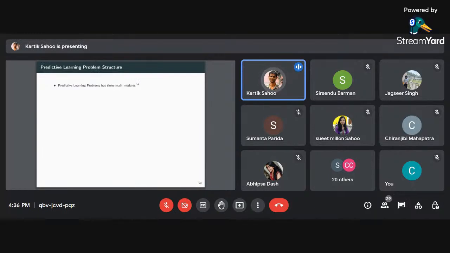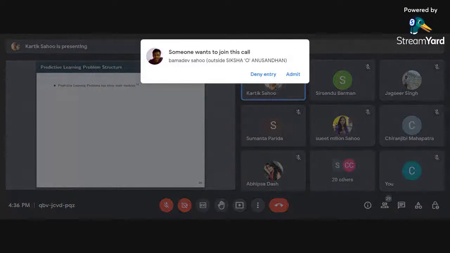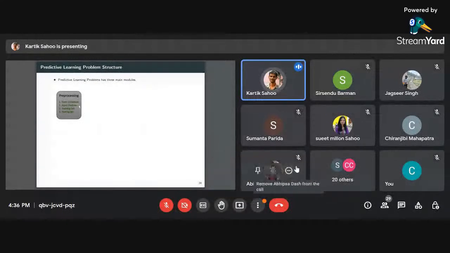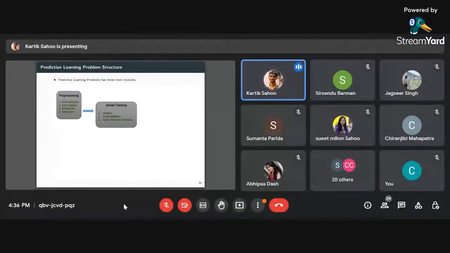Now, a general predictive learning structure has three main modules. First is the pre-processing part, which includes data collection, input feature set generation, then training set and testing set generation. Then our model training, where we train our machine learning or neural network models, with weights, cross validation and hyperparameter selection. Then our model testing part, where we do our prediction or classification and further the performance evaluation.